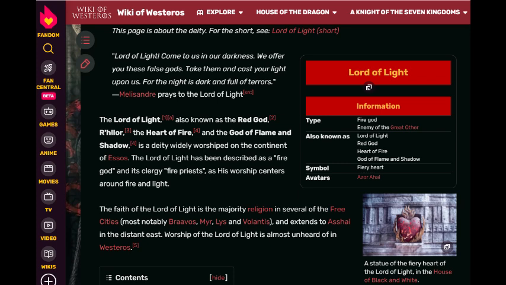The Lord of Light has been described as a fire god and its clergy fire priests, as his worship centers around fire and light. The faith of the Lord of Light is the majority religion in several of the free cities, most notably Braavos, Myr, Lys, and Volantis, and extends to Asshai in the distant east. Worship of the Lord of Light is almost unheard of in Westeros. Now, it's very interesting that they are fire priests and that the mission of the Jesuits is to go set the world on fire.